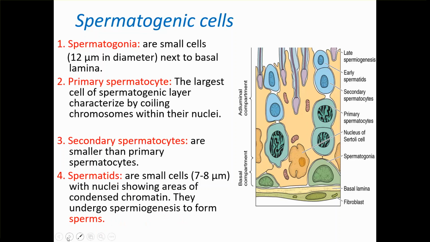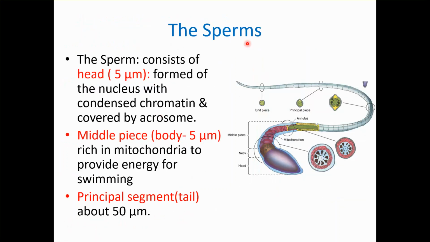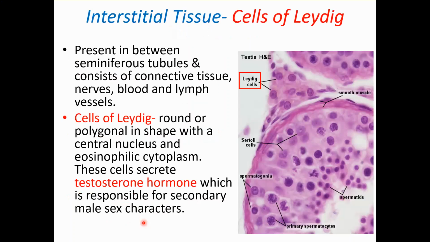Okay, then you can see the structure of the sperm. The sperm consists of the head, which is about 5 micrometer. It is formed of the nucleus of condensed chromatin, and it's covered with the acrosome. Then you have the middle piece, which is about 5 micrometer. It is rich in mitochondria. It gives energy for the swimming. And the principal segment is called the tail, which is about 50 micrometer.